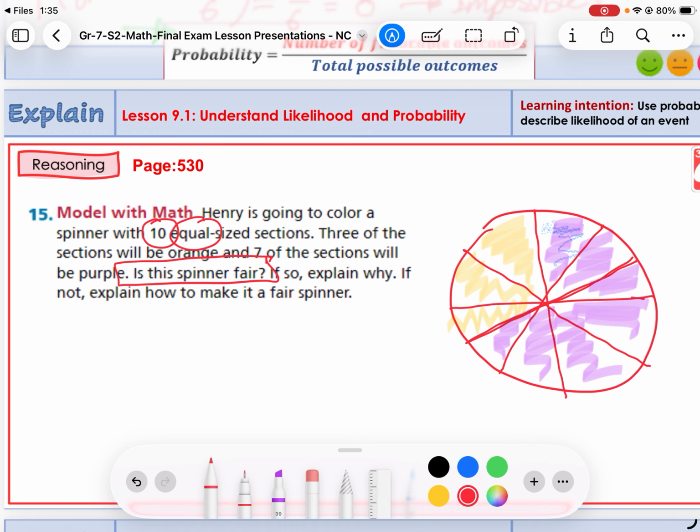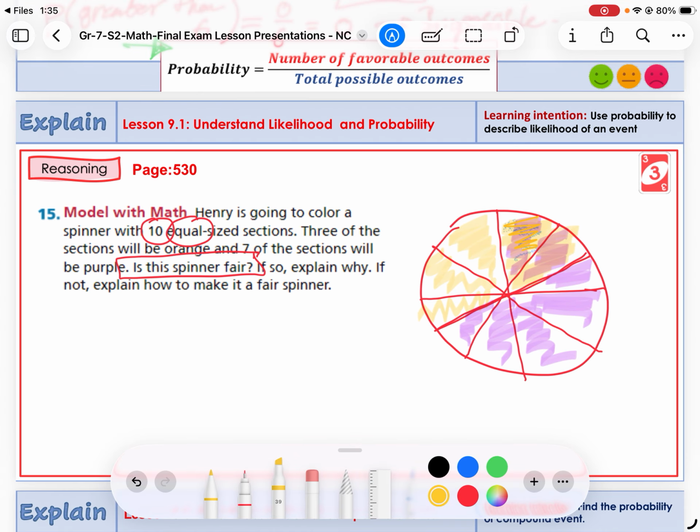Then they're telling you, if not, how can you make the spinner a fair spinner? How can you make it 50-50? Well, the way you can make it 50-50 is you need to color 2 more sections with orange. Then you will have 5 orange and 5 purple. Okay, so solve any similar question that you find in the book or the study pack that we sent you guys. Okay, I will leave the writing for you.